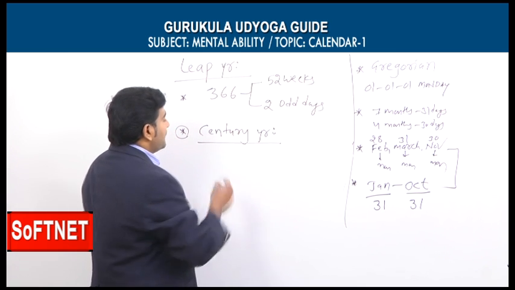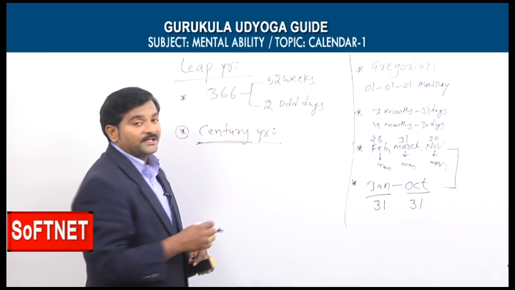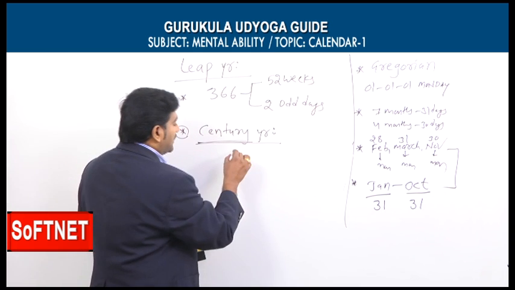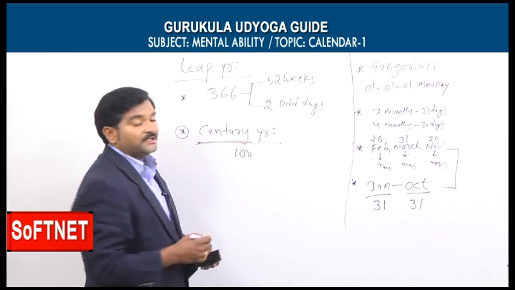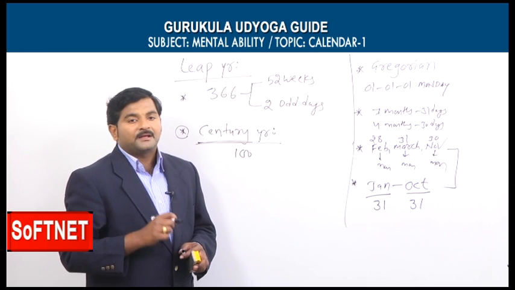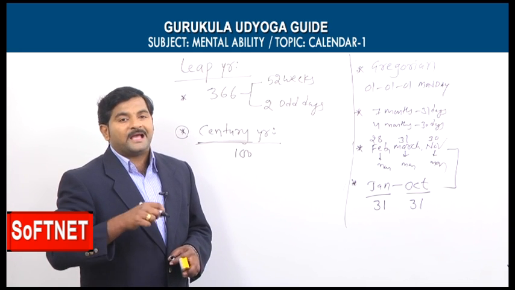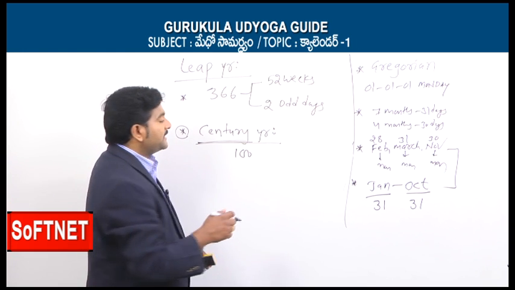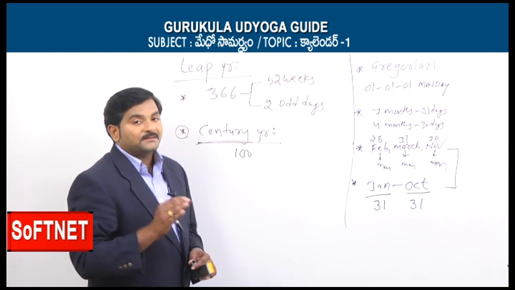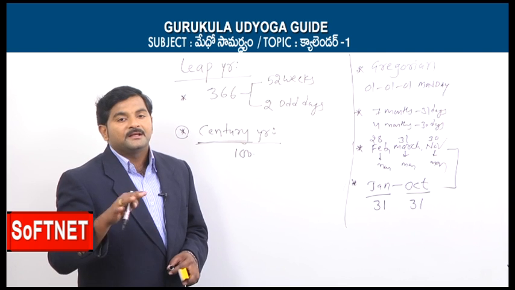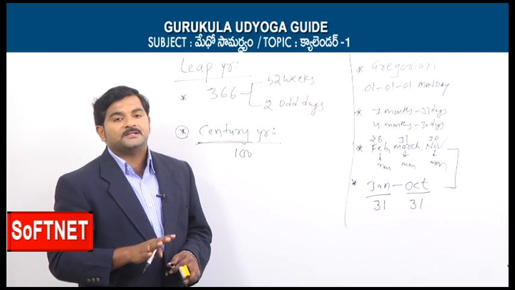So century year, the name itself is saying century. Century means, what does it mean? 100. Everybody knows, century means 100. So what does it mean? If a year is exactly divisible by 100, then that year is said to be century year. If not, it is said to be non-century year.